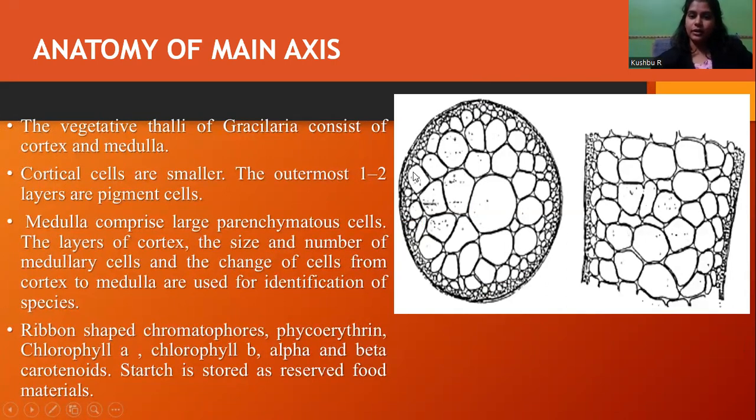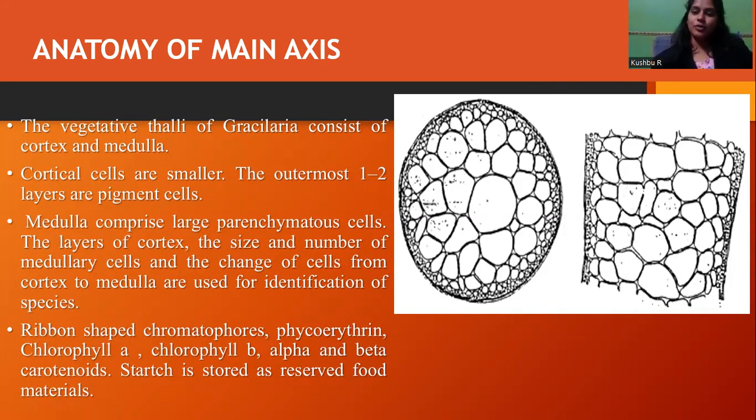This is the cortical region where you have the parenchymatous cells compactly arranged, and then comes the parenchymatous cells that are loosely arranged, that is the medulla. This is the transverse section of your main axis, which comprises cortex and medulla. The middle region is your medulla. The superficial layer around it, of tightly packed cells, is called the cortex. Cortex is the place generally where gametes are synthesized.